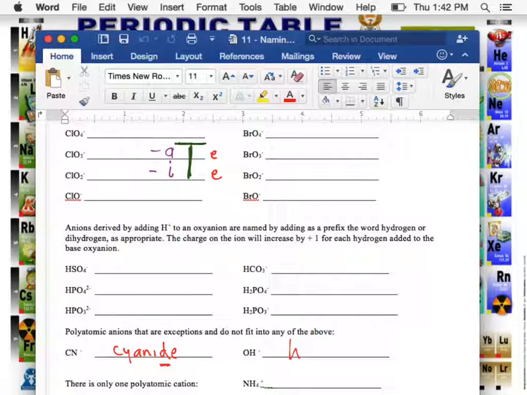Cyanide and hydroxide. Okay? Interestingly enough, I believe both cyanide and hydroxide are ones I tell you to memorize because they're kind of the exceptions to that trend.